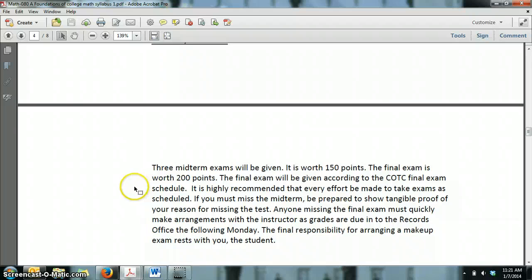3 midterms worth 150 points and a final exam worth 200. Final exam is cumulative. We'll get more into the midterms, but if you do miss one or you think you're going to miss one, you need to let me know as soon as possible.